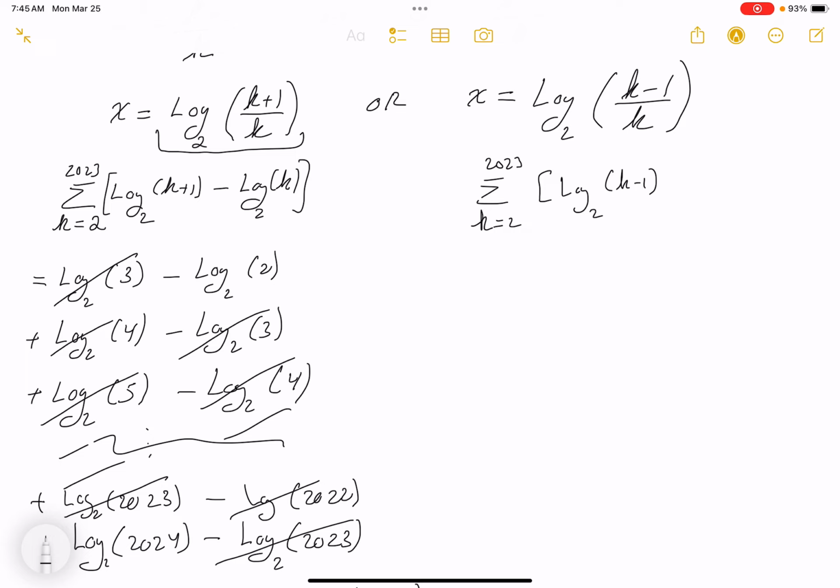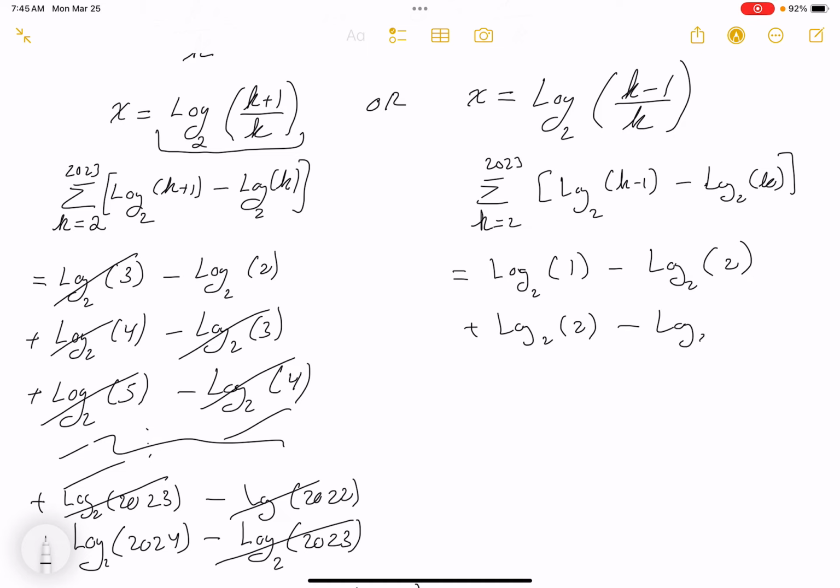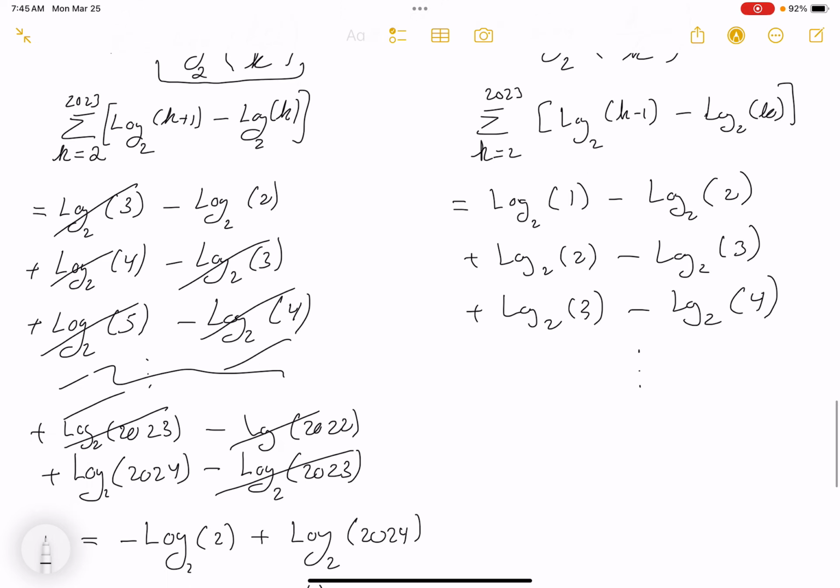k minus 1, minus log base 2 of k. And the same thing, I write them down now. So it's going to be log base 2 of, that's going to be 2 minus 1, which is 1, minus log base 2 of 2, then it's going to be plus log base 2 of 2, minus log base 2 of 3, plus log base 2 of 3, minus log base 2 of 4. Let's see if I'm doing this right. 2, 3, 4. Yeah, okay. So I'm going to just say blah, blah, blah. Let's go to the end.